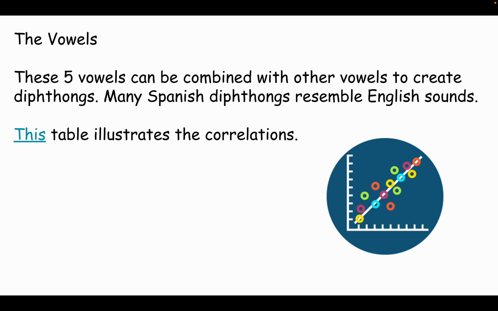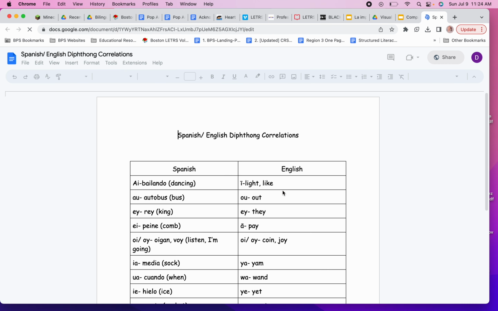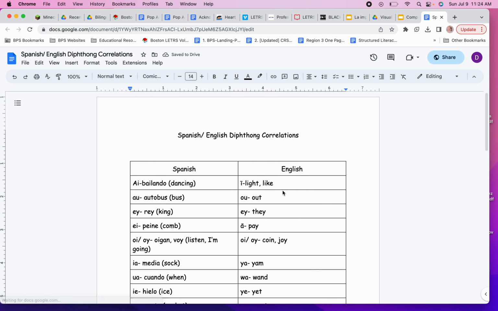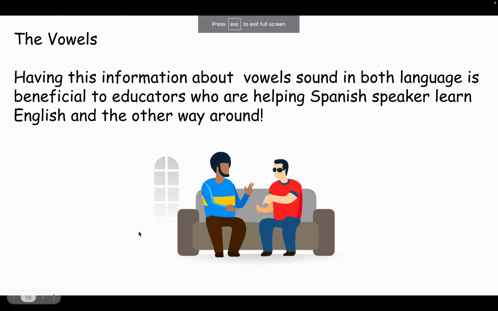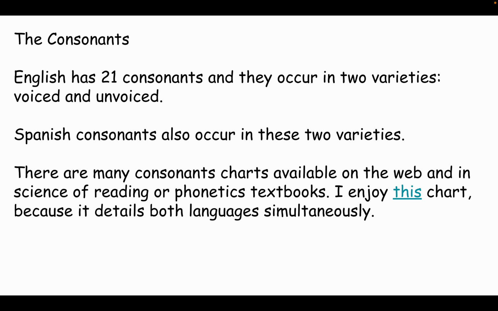These 5 vowels can be combined with other vowels to create diphthongs. Many Spanish diphthongs resemble English sounds. This table illustrates the correlation. Okay, and here's the table. In another video, we will go over it in more detail. Having this information about the vowels in both languages is beneficial to educators who are helping Spanish speakers learn English and the other way around.